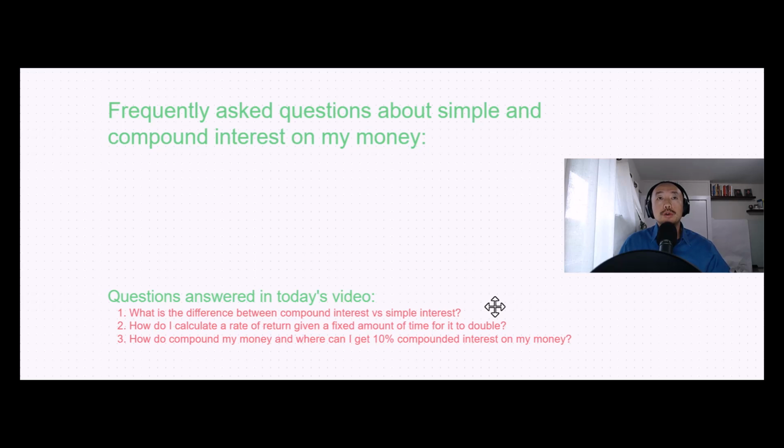The second question we'll be answering is how do I calculate the required rate of return given a fixed amount of time for it to double. Lastly, we'll be discussing how do I compound my money and where can I get 10% compounded interest on my money with zero risk. Understanding the difference between simple interest versus compound interest can have a huge impact on our money. Be sure to watch this video so you can understand the difference between simple interest and compound interest on our money. So let's get into it.